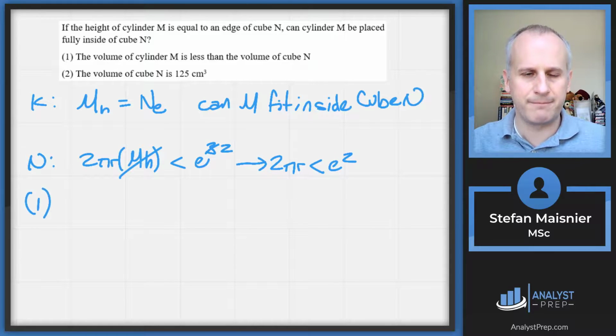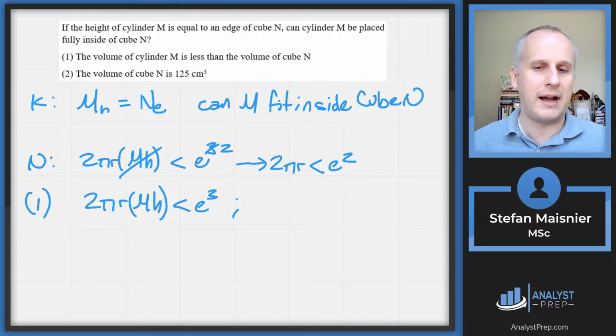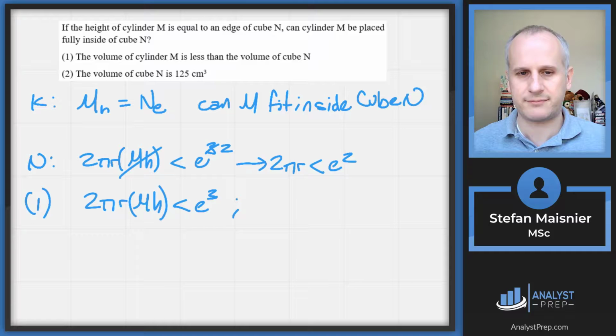So condition 1 actually simplifies this for us quite nicely. It just says the volume of cylinder M is less than the volume of cube N. Well, that's exactly what we needed, right? We know the whole thing. We know that 2 pi r mh is less than e cubed, and no matter how it's structured, we're going to end up with this cylinder being able to fit inside the cube, because we know that the height is equal to the edge, and the area of the circle therefore has to be less than the area of the square.